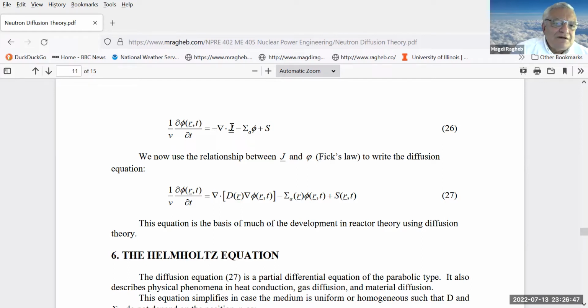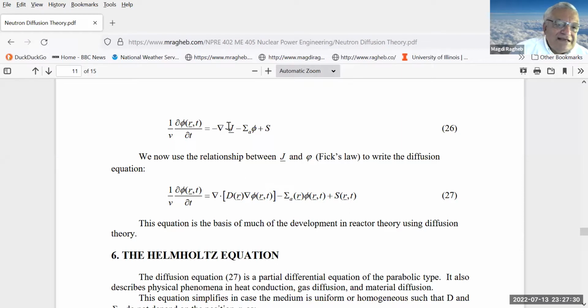So that current here, as we have shown earlier a few minutes ago, behaves according to Fick's law. And we said that the current is minus D, the diffusion coefficient, times the gradient of the flux. If we make that substitution, you discover that now I have an equation that is in terms of the flux as a function of space and time, and here a source of the neutrons as a function of space and time.